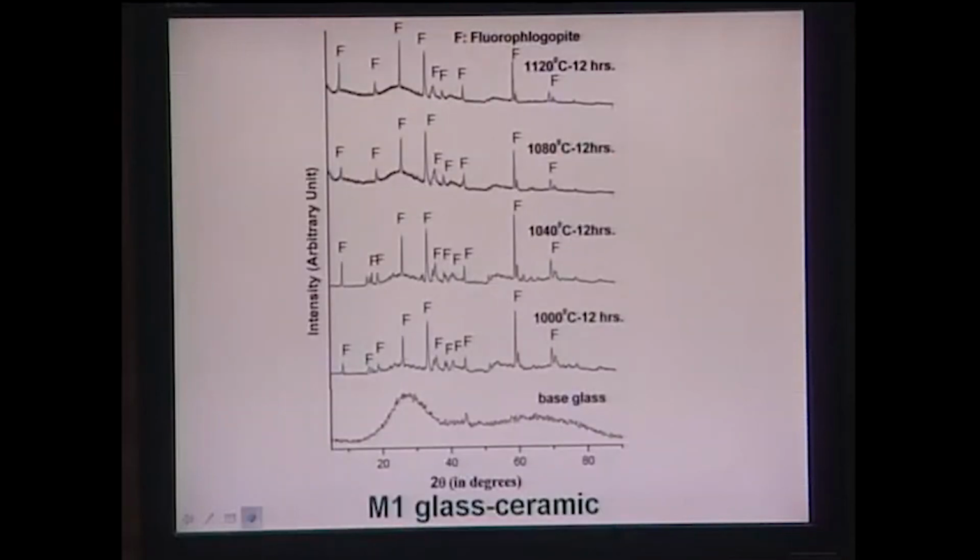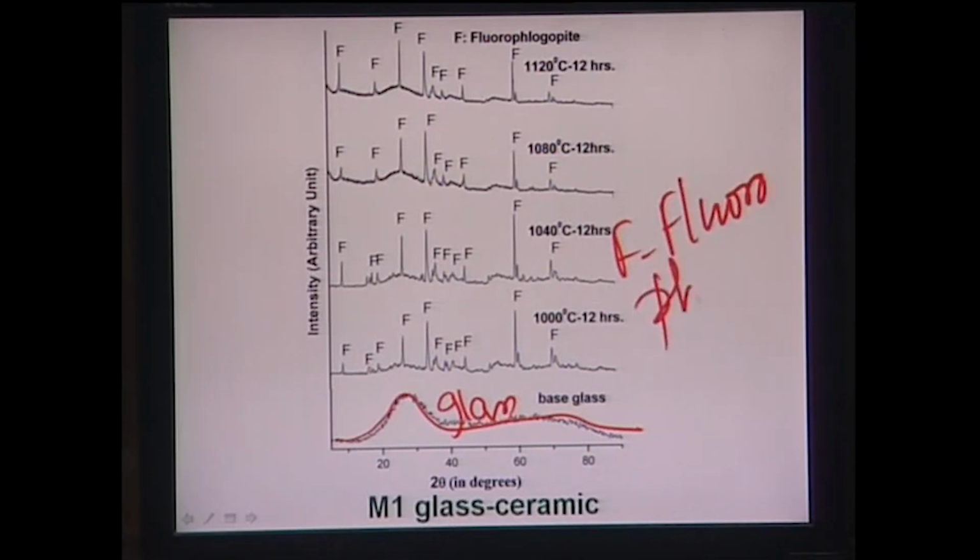These glass ceramic materials are heat treated at different temperatures, from 1000 degrees Celsius to 1120 degrees Celsius. What you notice here is that the base glass shows a very broad amorphous peak, so it is essentially pure glass. The broadness of the peak tells you that it is a pure glass phase. When you heat it at 1000 to 1120 for 12 hours, you see the characteristic sharp peak of fluorophlogopite. F stands for fluorophlogopite, the characteristic crystalline phase which forms, and you see that it forms right at 1000 degrees Celsius.